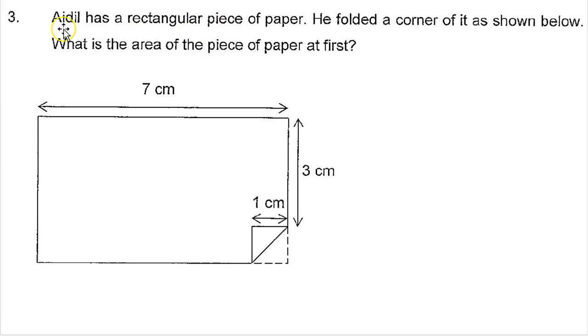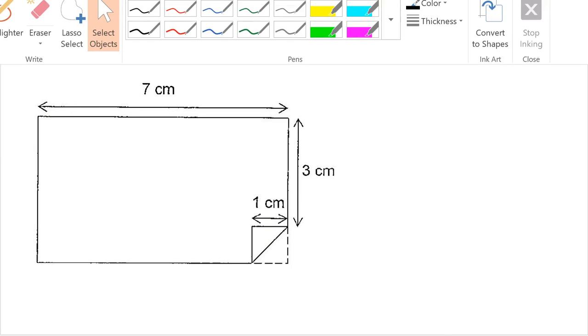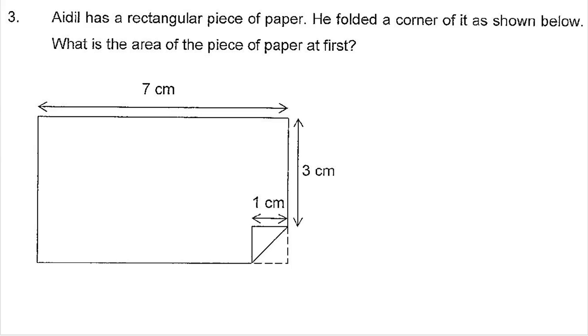Question number 3. This boy had a rectangular piece of paper. So this is how the rectangular piece of paper looks like. Now he folded a corner of it as shown below. What is the area of the piece of paper at first? Now I know this question is easy, but there are some things that I would like you to take note of, because in the exams there can be many versions of the same type of question.